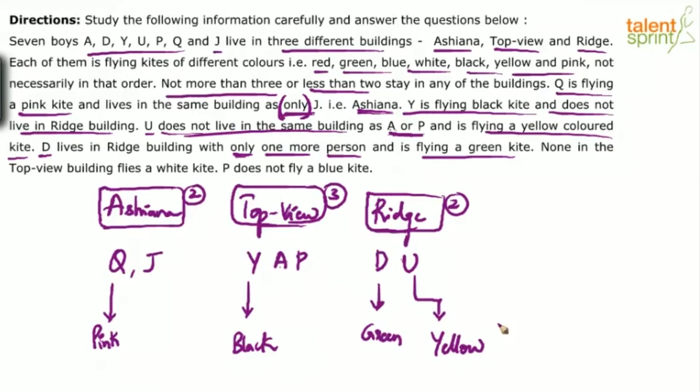Okay. That's it. None in the Top View building flies a white kite. So the guys in the Top View building do not fly a white kite. So if white does not come for A or P, it has to go for J. J would be flying a white kite. And P does not fly a blue kite. If P doesn't fly a blue kite, it is obvious that A would fly a blue kite. And what is the color left? I think red has not been placed, right? So P will go for red. Done. That's what it is.